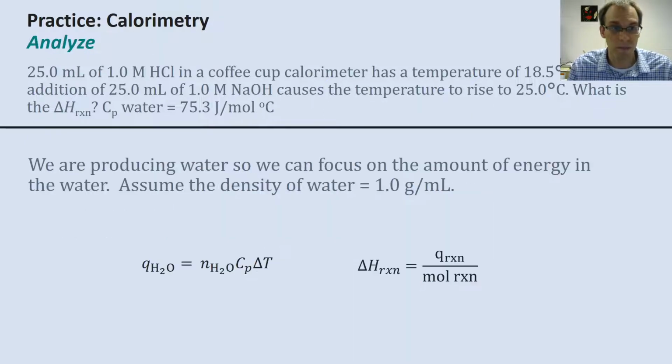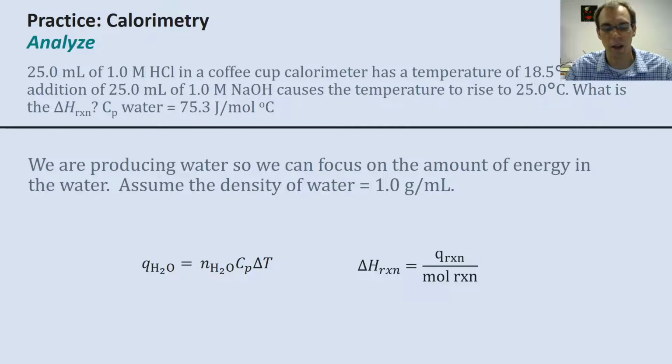So what do we do with this? Let's analyze what equations we're going to need. We're producing water, so we can focus on the amount of energy in the water. And we assume that the density of the water is 1 gram per milliliter. We have to be able to convert to grams and moles. So the heat that the water is going to experience is based on the number of moles times the heat capacity times delta T. We've seen this equation several times now. And the enthalpy of that reaction will be how much heat for the reaction per mole of reactant that participated. And these heats are going to be related to each other.